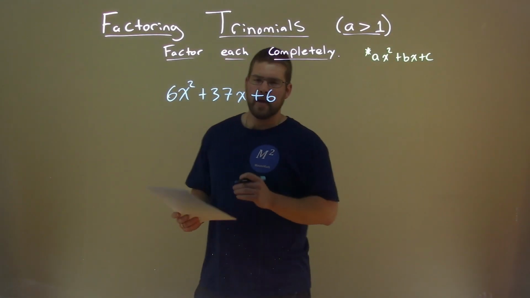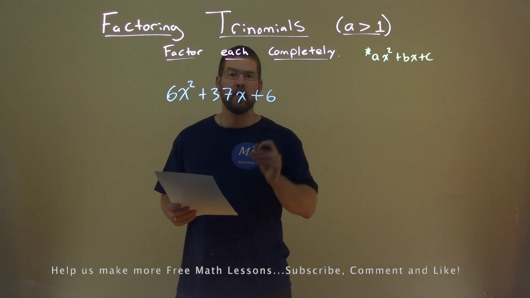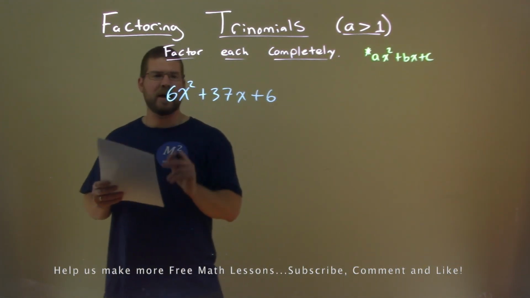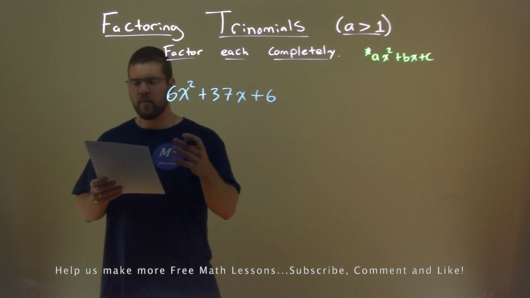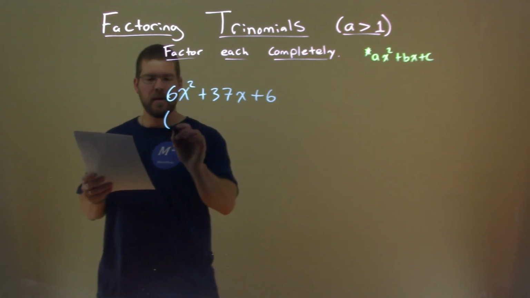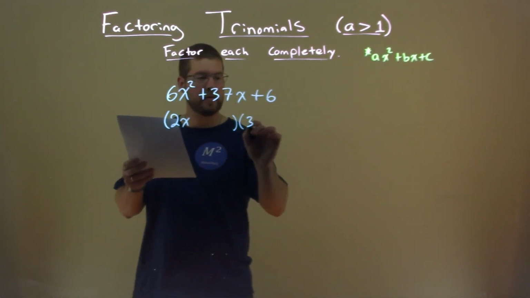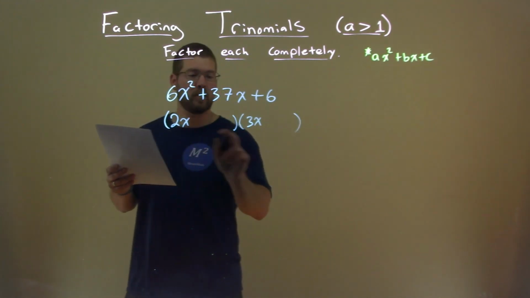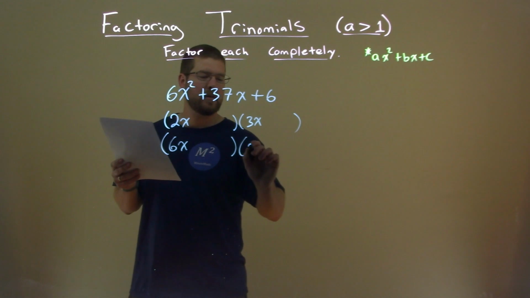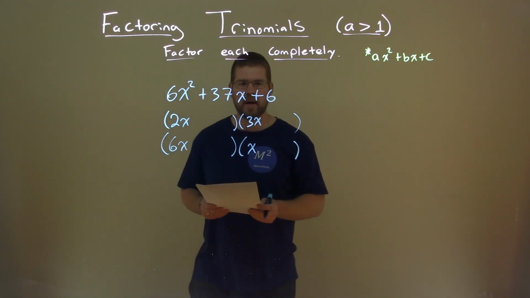We're given this problem right here, 6x squared plus 37x plus 6, and we need to factor this completely. Well, let's look at the 6x squared. That lets us know we have two options our problem can look like. It can be some 2x times a 3x here, because that gives us 6x squared, or it can be in some form of 6x times a 1x. So those are our two base forms that we need to keep in mind here.